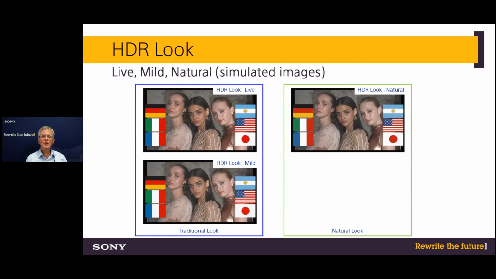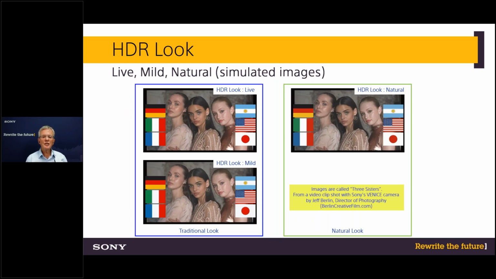Here's a representation of a traditional live and mild look on the left and a natural look on the right. Each consists of an image called Three Sisters, captured with a Sony Venice camera, and graphic elements of 6 flags from around the world. And we thank Director of Photography Jeff Berlin for kindly providing the Three Sisters image.